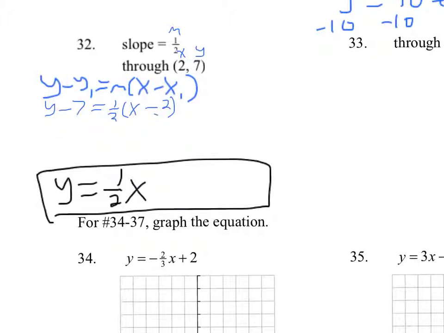Alright, what I would do next is leave the left side alone for a moment and distribute that 1/2. So 1/2 times x is 1/2 x. 1/2 times minus 2 is minus 1. Then add 7 to both sides, that way this 7 goes away. And I'll have y by itself, and my answer will be y equals 1/2 x, I already knew that, plus 6. So 6 is my y-intercept.